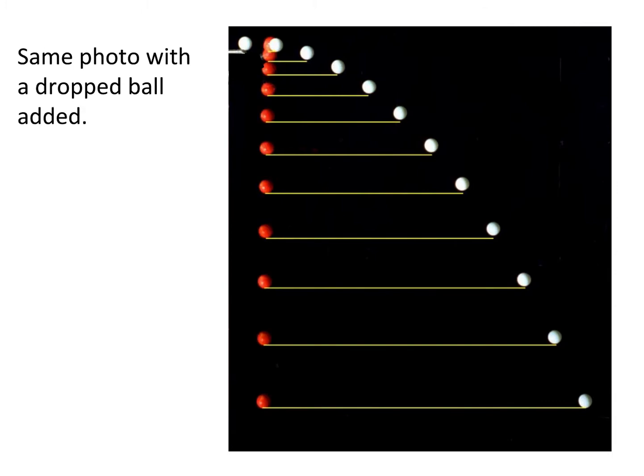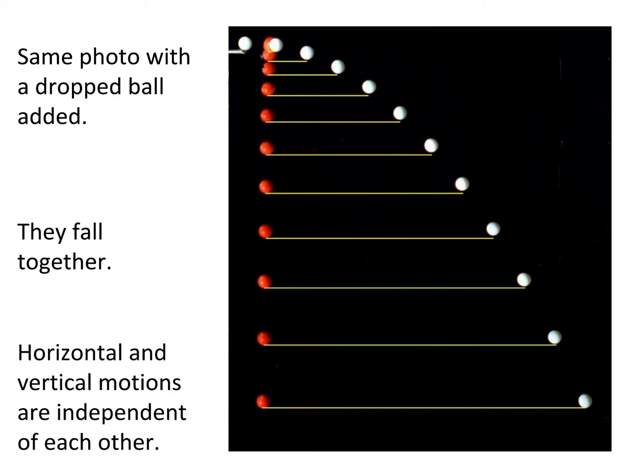If we add into our picture another ball that is dropped at the exact same moment that the first ball was launched, we can see that their vertical motions are the same. They actually fall together as time goes on. What that tells us about the white ball's motion is that the horizontal and the vertical motions are independent of each other. The horizontal speed that the white ball is given does not affect the rate at which it falls. The rate at which it falls is entirely dependent on gravity.